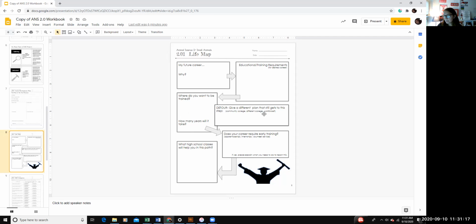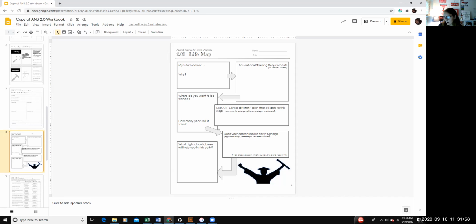All right, and then give a different plan that still gets to this step. So, if you said you need to go to a 4-year college, okay, well, let's think about if that can't happen, what could happen? Could you do a community college, then transfer to a 4-year? If you said that you wanted to get a job right out of high school and make money, well, you apply to jobs and it's not working. You're not getting anything that is a good fit. So what's another plan? Could you maybe enroll in some classes, start working towards a degree that would help you get a job, or start maybe working on your own business? What's your other plan if that doesn't work out?